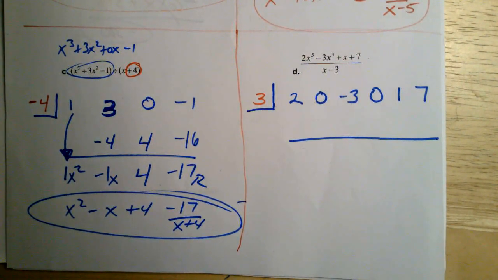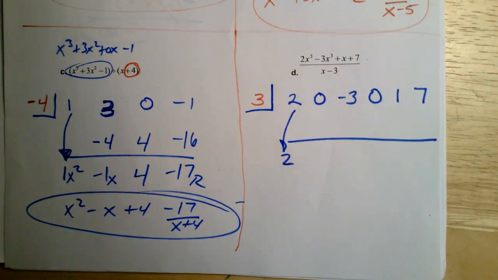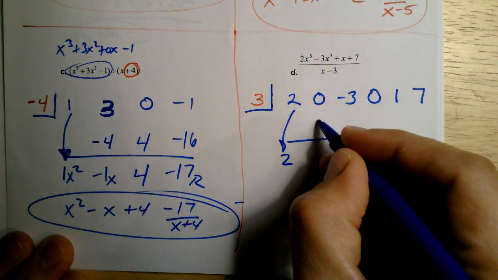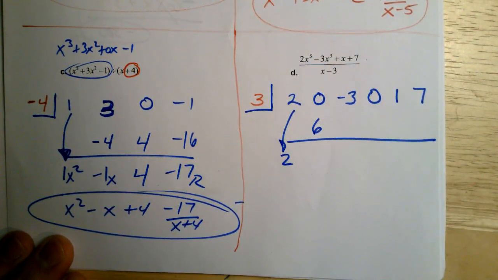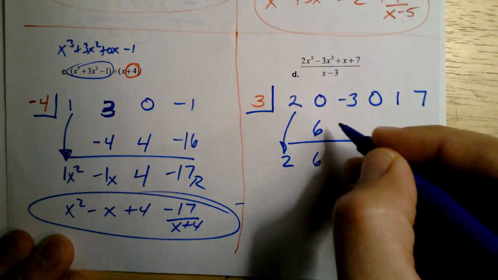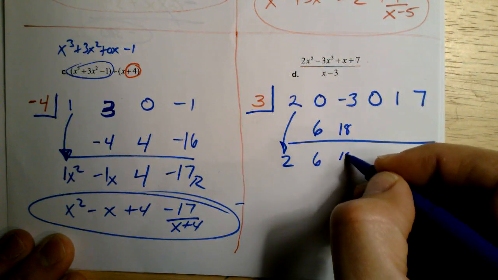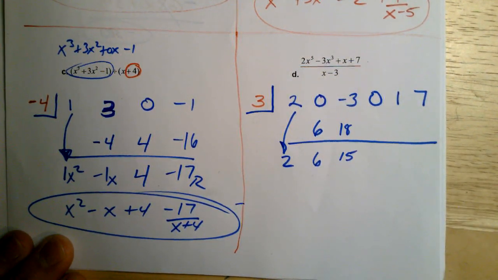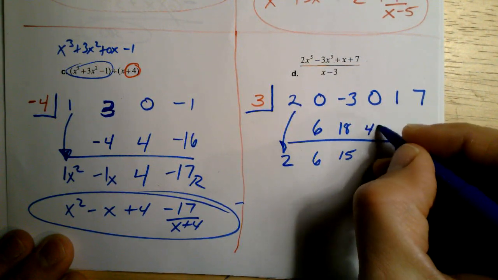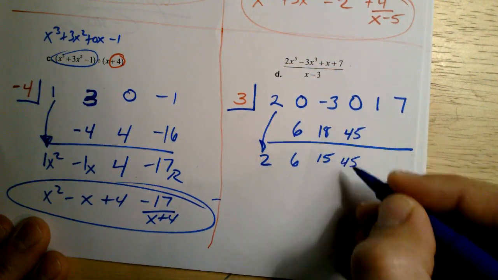All right, let's giddy up. This guy hops on down. Jump start it. Multiply 3 times 2, 6. Add down 6. 3 times 6, 18. Add down. 18 minus 3 is 15. Multiply 3 times 15 is 45. Add down, that's 45. 0 plus 45.